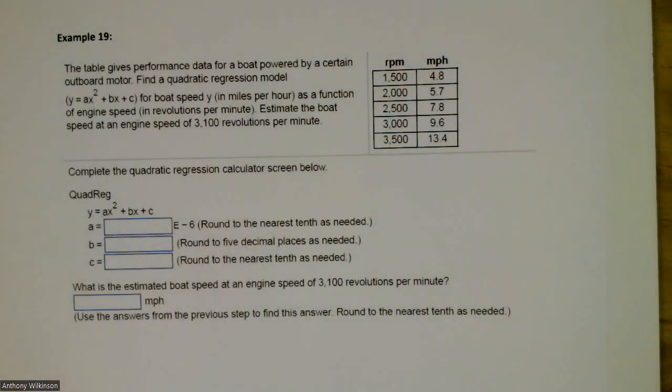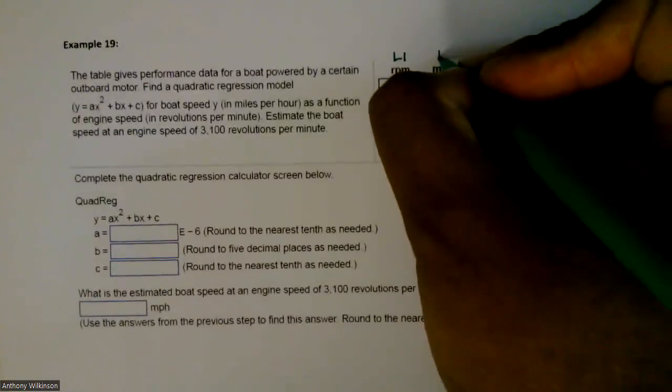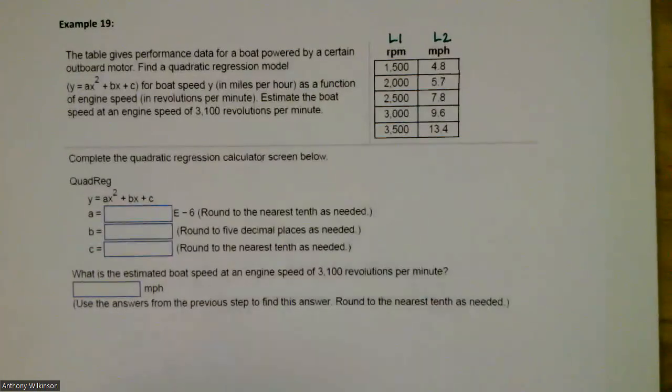Okay, so here's what we're going to do here. In our calculator, the RPM will go into L1. MPH, miles per hour, will be in L2.